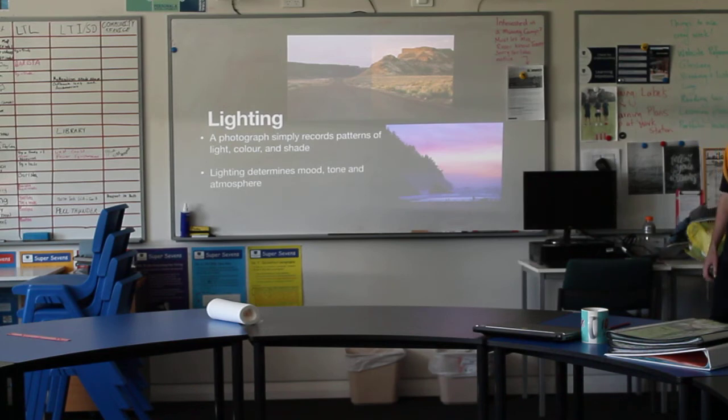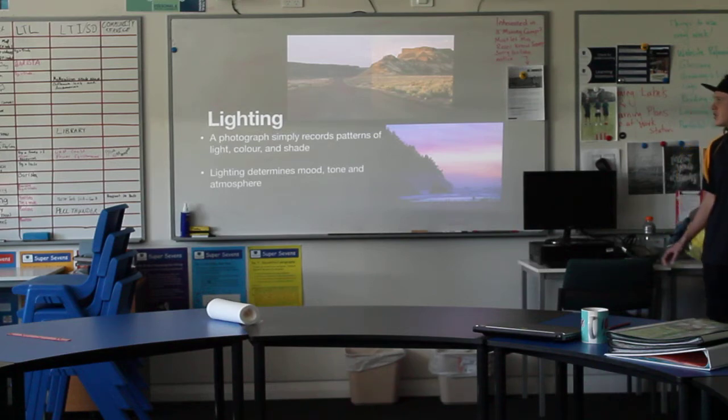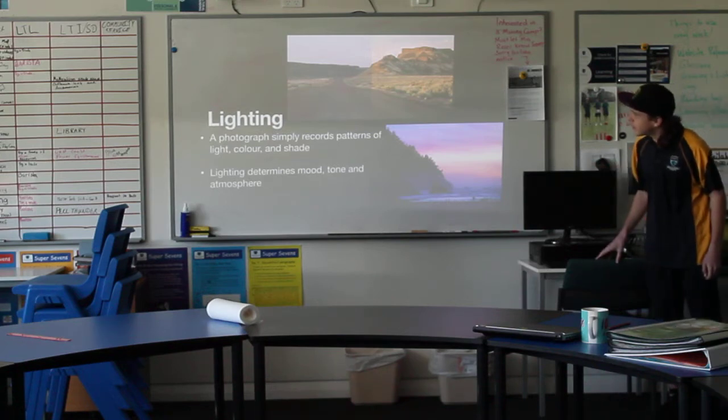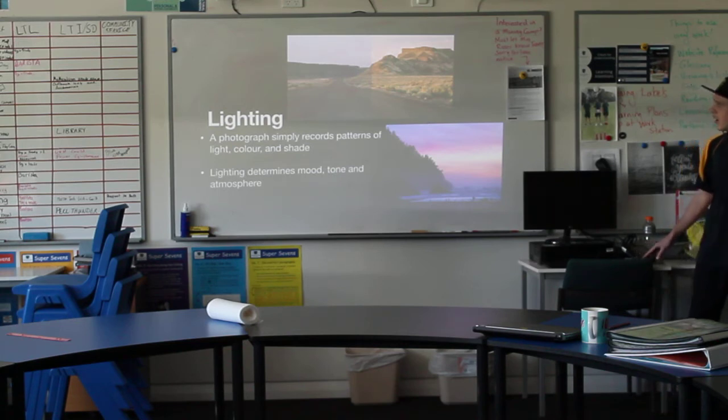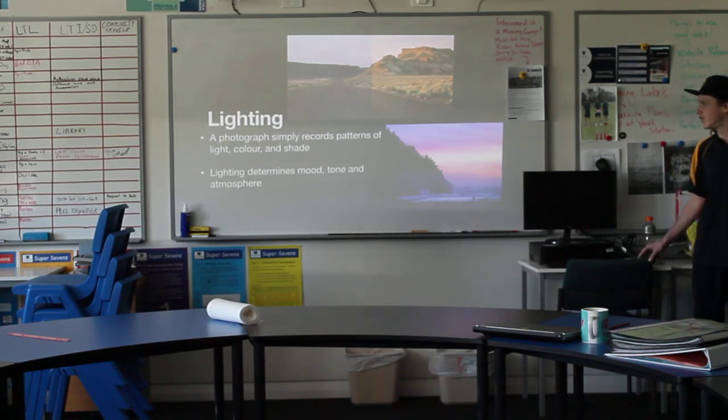And lighting is very important in photography because lighting determines the mood and the tone of the picture. Up there on the left, it looks a lot gloomier and darker, but on the right hand side it's a lot lighter, brighter, it's just not really as gloomy.